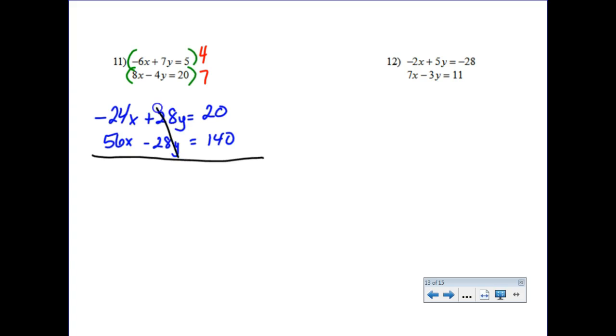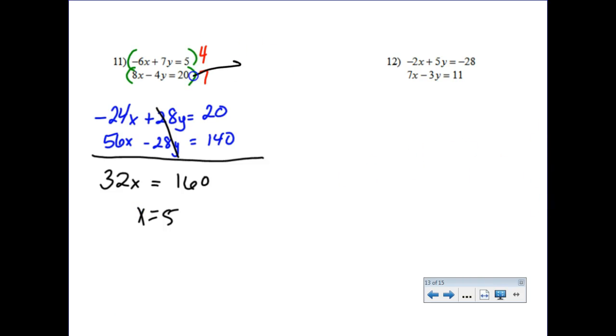So the y's cancel beautifully. Oh boy, what is that? 32x equals 160. I always feel like I'm messing these up when I get big numbers, but I think that comes out nice again to 5. So x equals 5. And I'm going to go back to my favorite equation from the beginning.